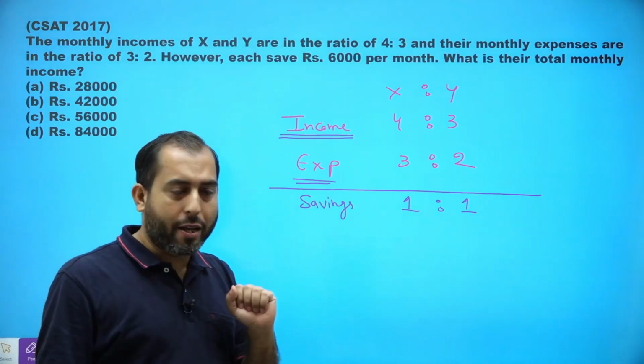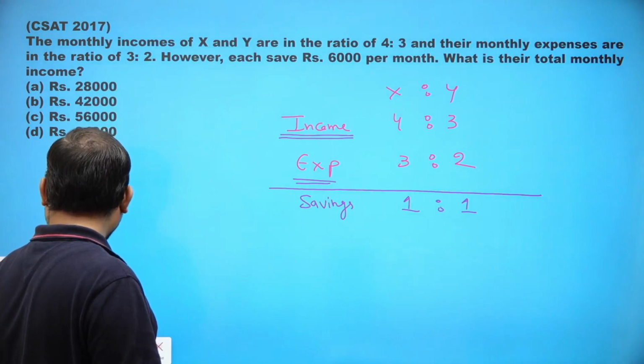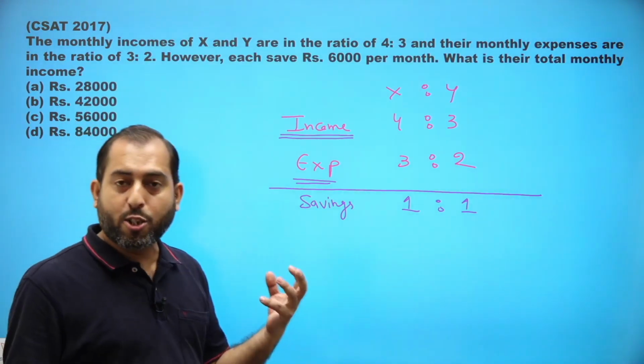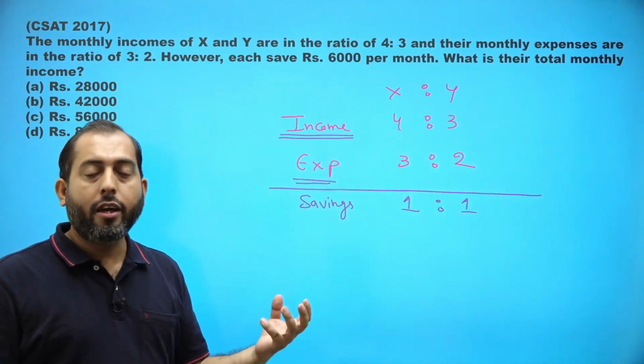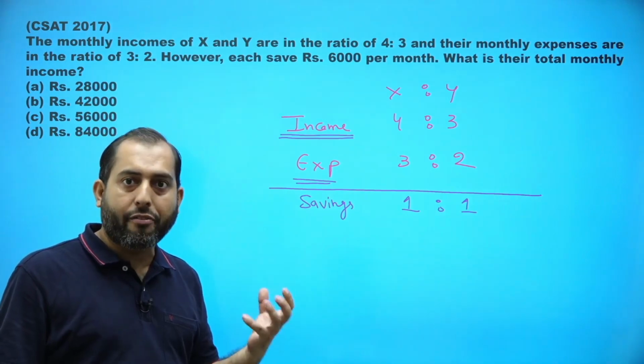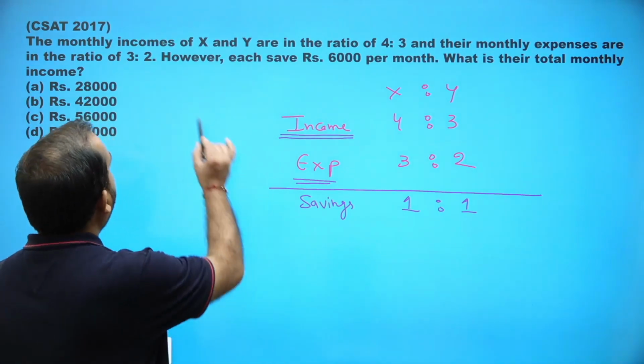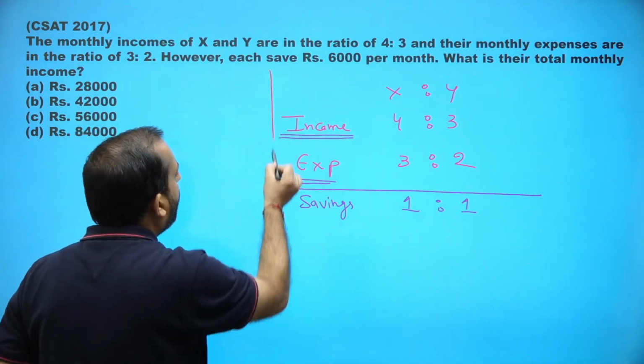So listen to me. Whenever you want to add or subtract ratios directly, there are some hidden conditions that you need to justify. What are those hidden conditions? Listen to me carefully. Now, this is what I have performed.